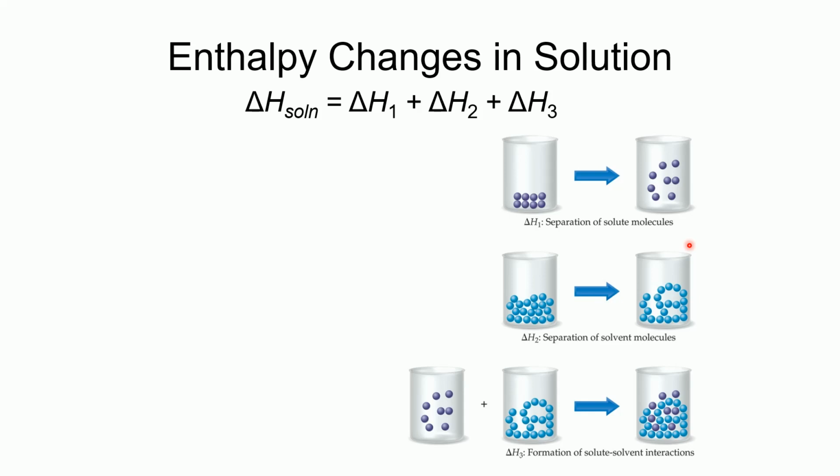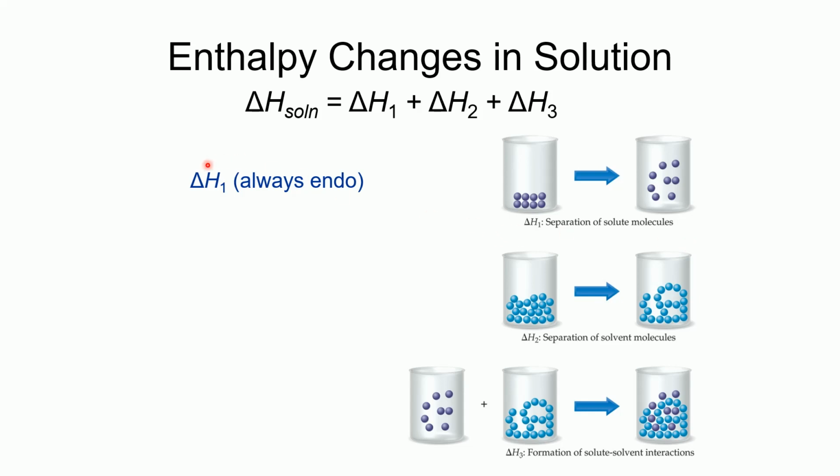All right, so whenever something dissolves, there are three interactions that we want to look at. Two of them are ones that we give up because we have to pull particles apart in order to make a solution. One of the interactions is a new one, and that's what happens when the solute and solvent come together. So our first process, we're going to call delta H1.